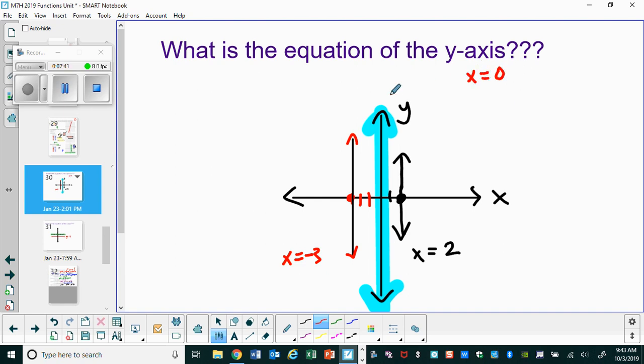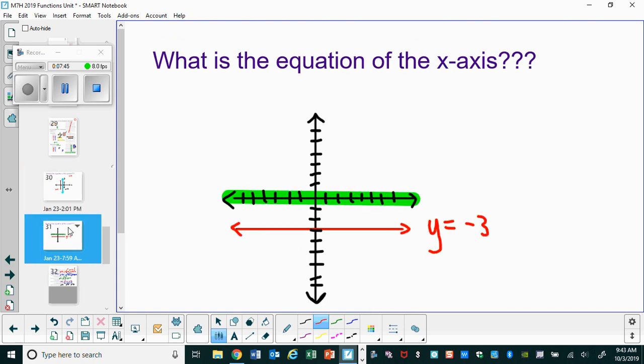That is the equation of the y-axis. All right, now let's try real quick the x-axis. So right here, I've got that for a flat line. To remind you, that's the one that has no slope. It will start with a y equals. We technically have the 0 slope, and then just the minus 3.